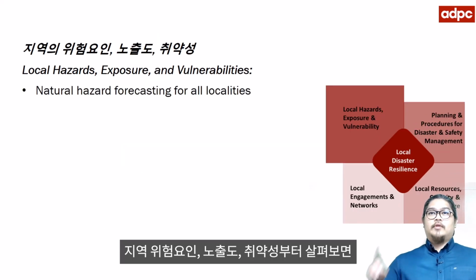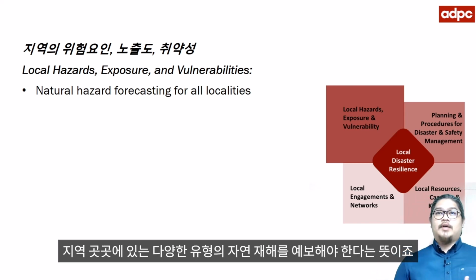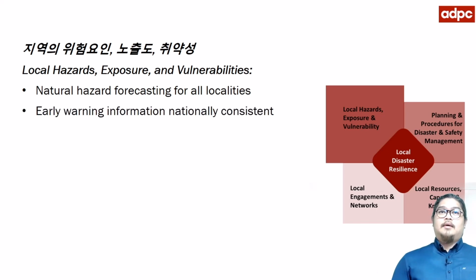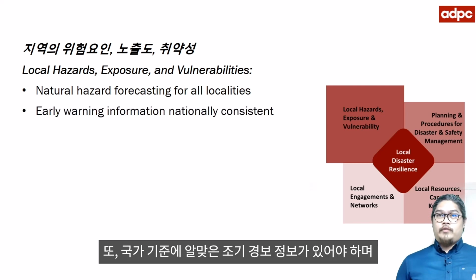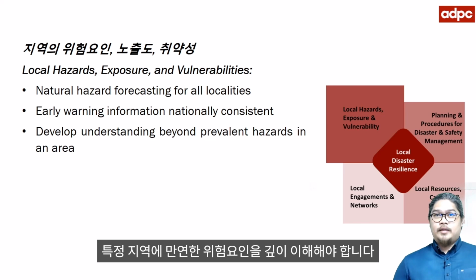So we start off with local hazards, exposure, and vulnerability. This means that we have to forecast the different types of natural hazards for all localities. We also have to have early warning information, which is consistent with the national standards, and develop an understanding beyond the prevalent hazards in a specific area.